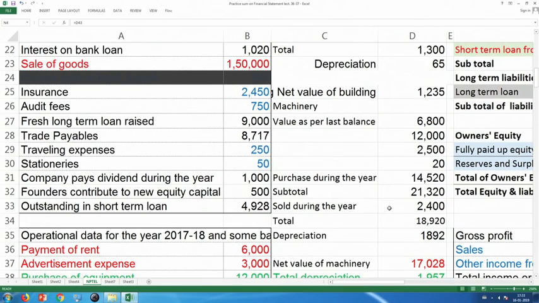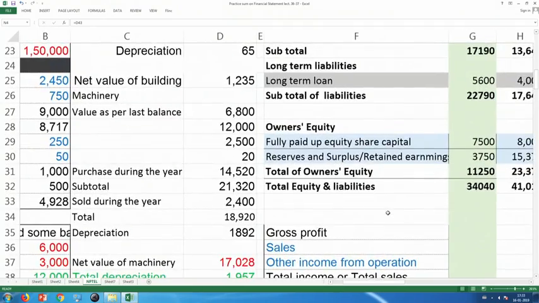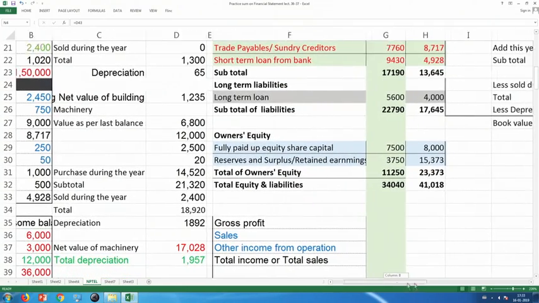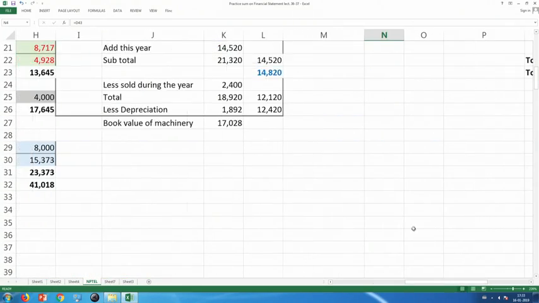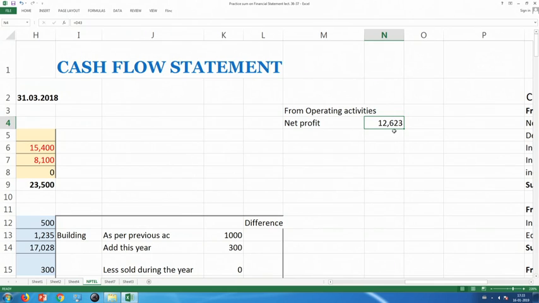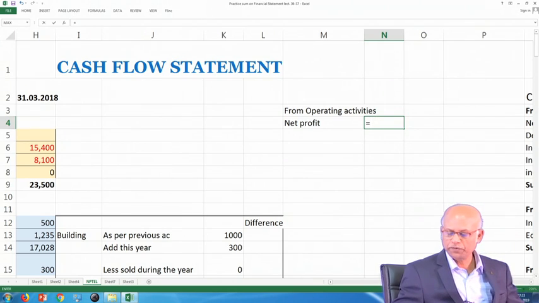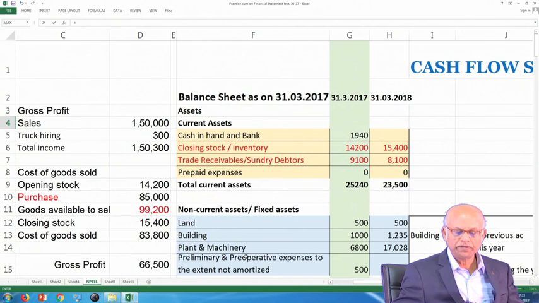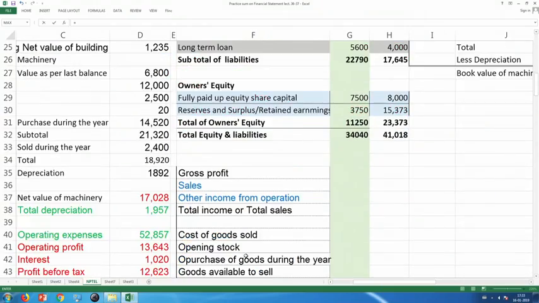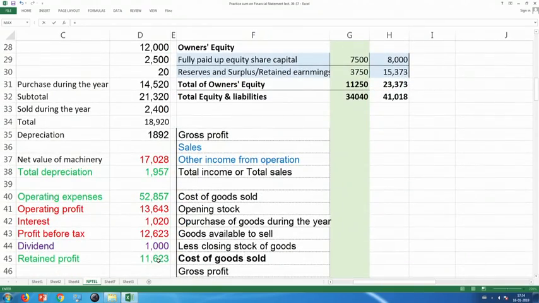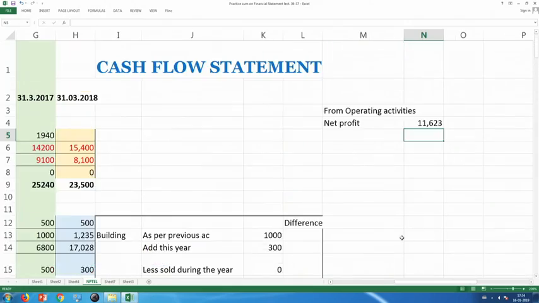I think we should decrease the screen a little bit. Okay. Cash flow from net profit should come from here, otherwise the value is showing wrong. So, net profit comes first.